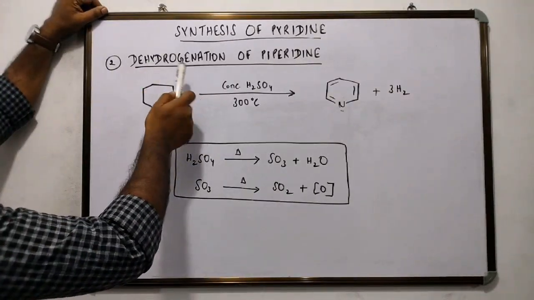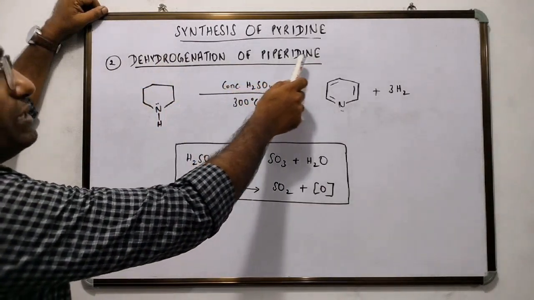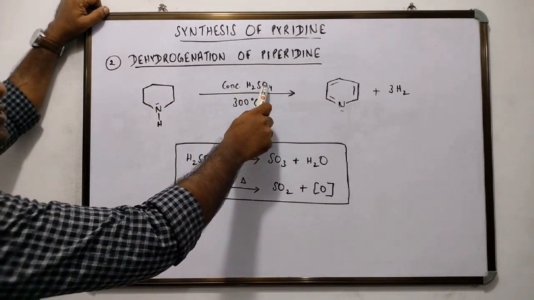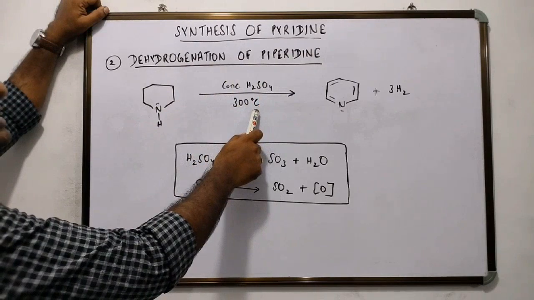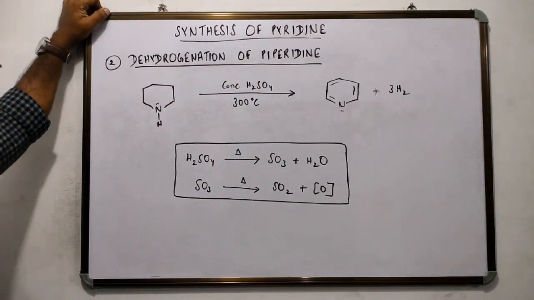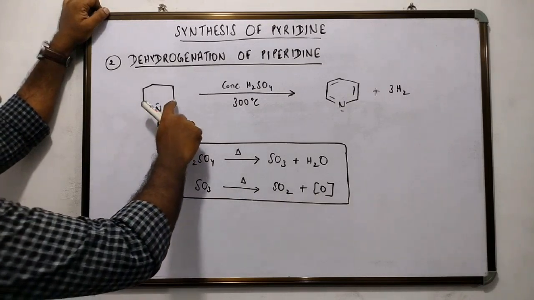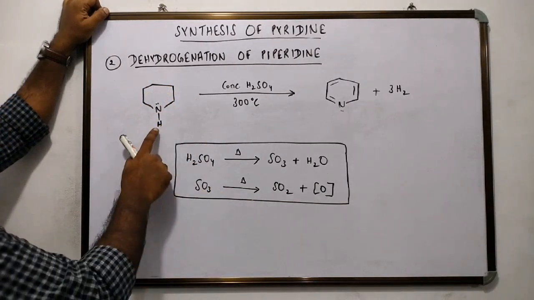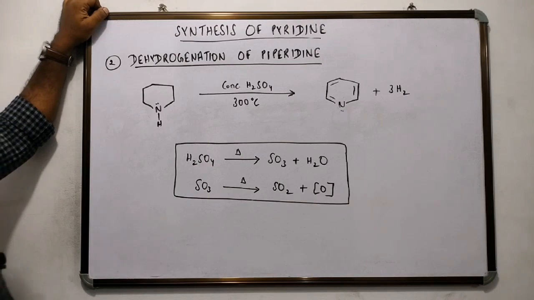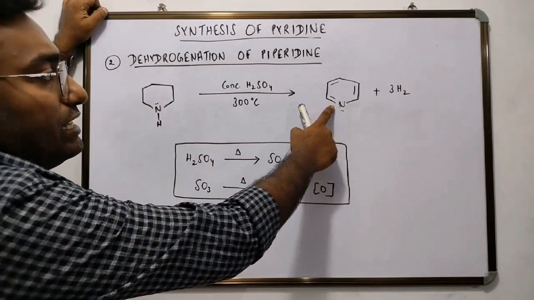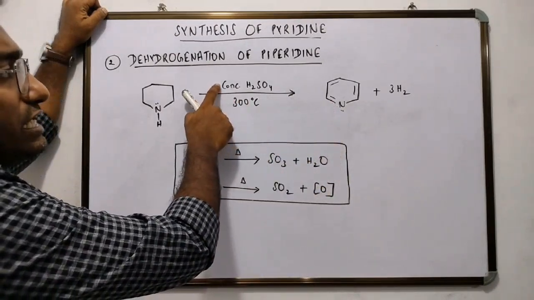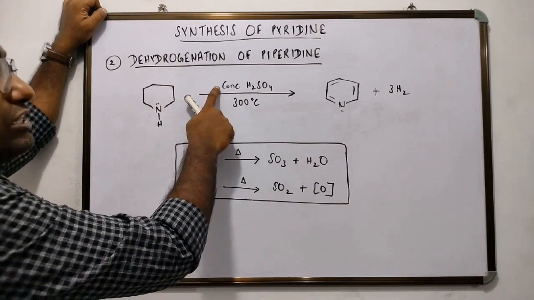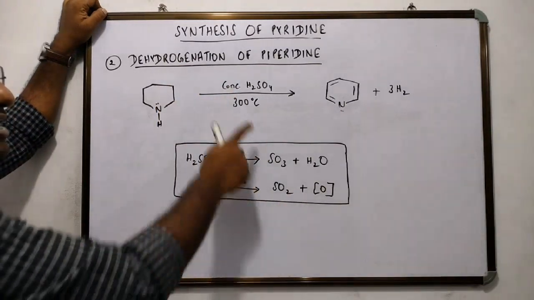Synthesis number 2. Dehydrogenation of piperidine. Piperidine on treatment with concentrated H2SO4 at 300 degrees Celsius undergoes dehydrogenation. That is, an H plus is eliminated from each of the atoms of piperidine, resulting in the formation of pyridine. The concentrated H2SO4 here is the dehydrogenating agent or the oxidizing agent.